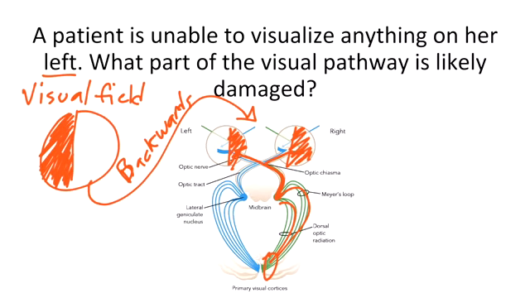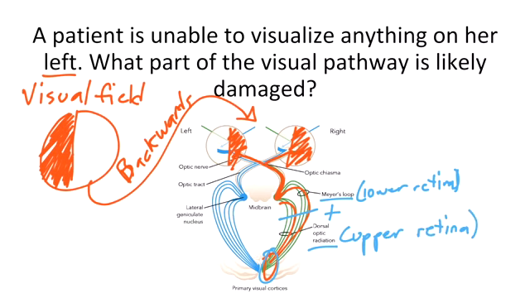Was it the primary visual cortex? Was it the Meyer's loop plus the dorsal optic radiations? And recall, we would have to damage both of them to cause a complete hemiretina, because recall that the Meyer's loop is only responsible for the lower half of the retina, and the dorsal optic radiations are responsible for the upper retina. So we'd have to damage both of them together. Or we could damage the lateral geniculate nucleus, and that would cause this. Or we could have damaged the right optic tract right there.